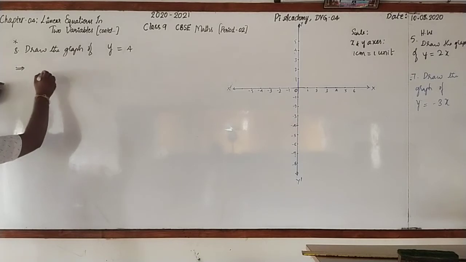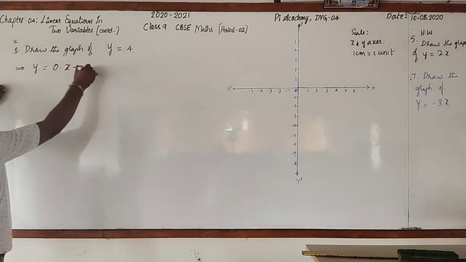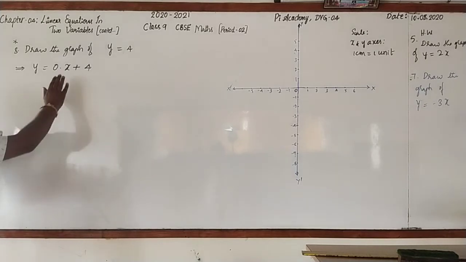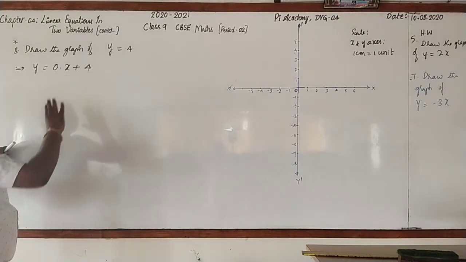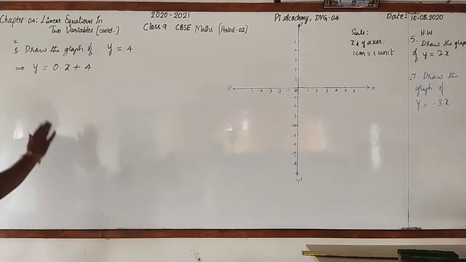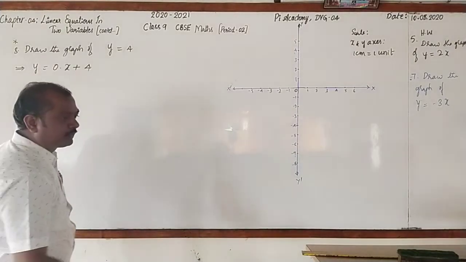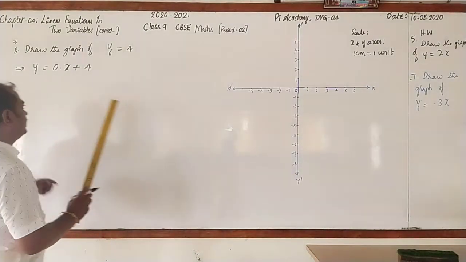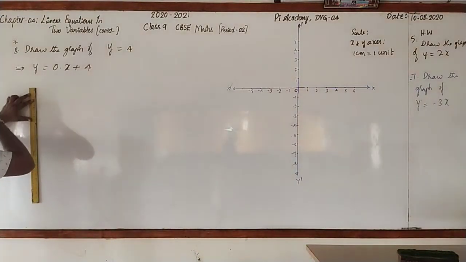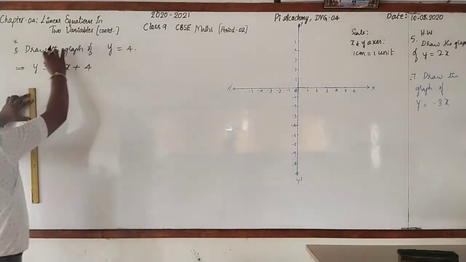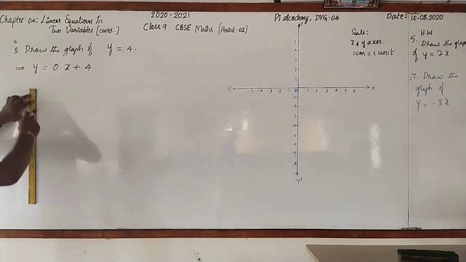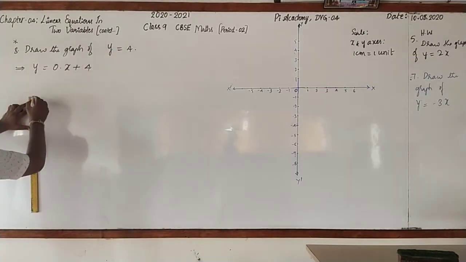y equal to 4 can be written as y equal to 0 into x plus 4. What is 0 into x? 0. 0 plus 4, 4 only. There will be no difference. Now using this, let's go for drawing the graph. Before that, first we have to find the coordinate points. Observe it. So you may pause the video and copy up to here. Then after that, you can go on writing with me.